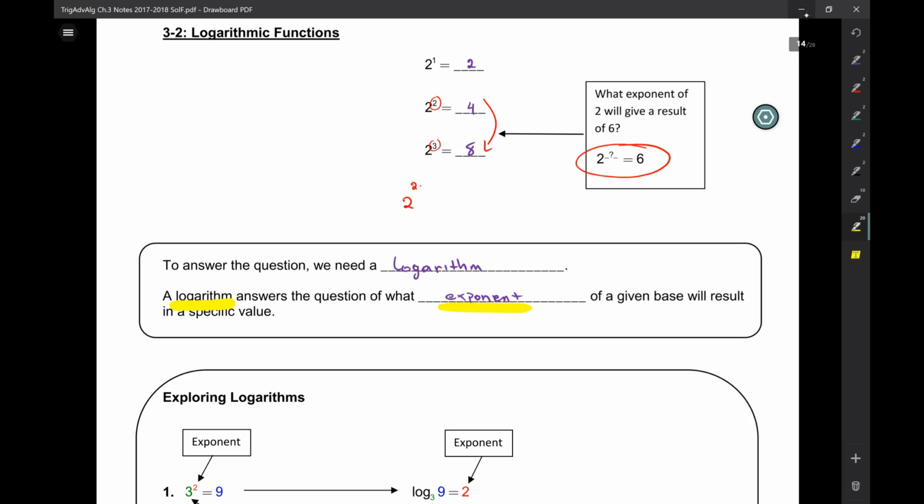So what is a logarithm at the end of the day? It's just an exponent. A logarithm is an exponent. So this is one of the things where if you're walking down the street and somebody taps you on the shoulder and says, "Excuse me, what's a logarithm?" Exponent. Right there.